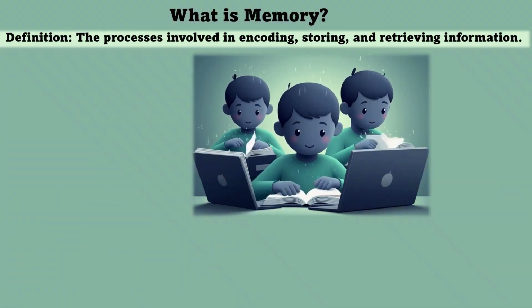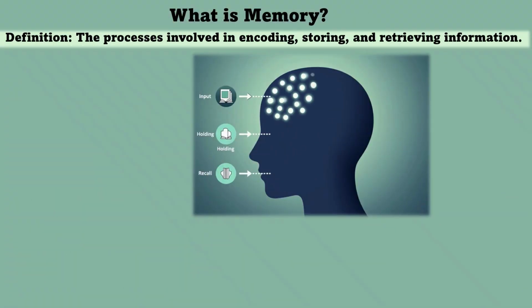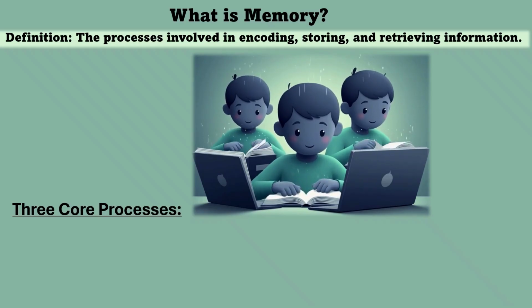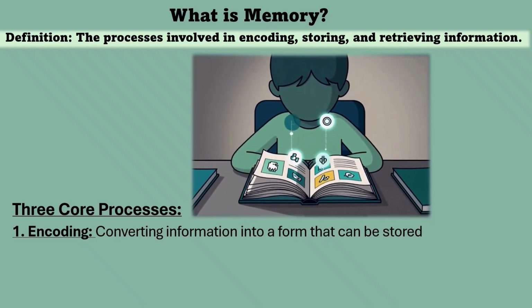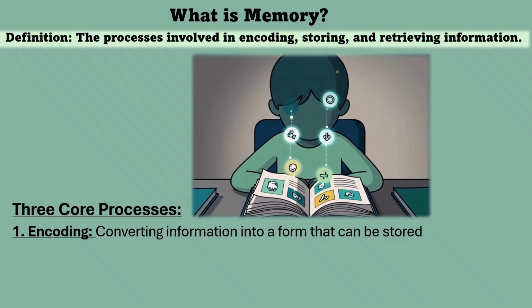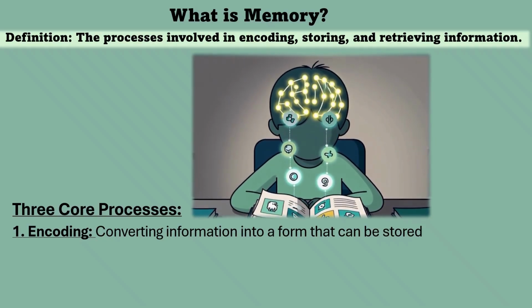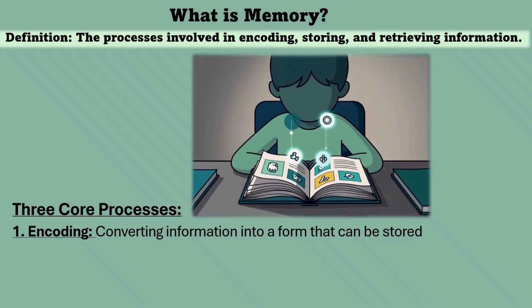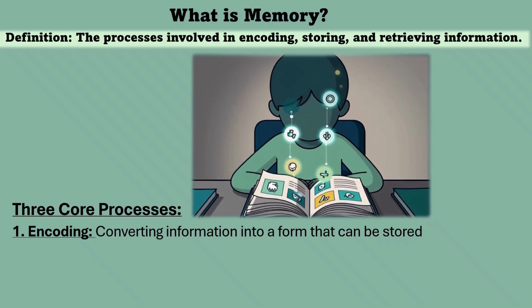Learning means gaining new information or behaviors, and memory lets that learning last. Memory works through 3 steps. Encoding. This is changing what you sense into a form your brain can store. For example, when you read a textbook, your brain turns words and images into concepts you understand.